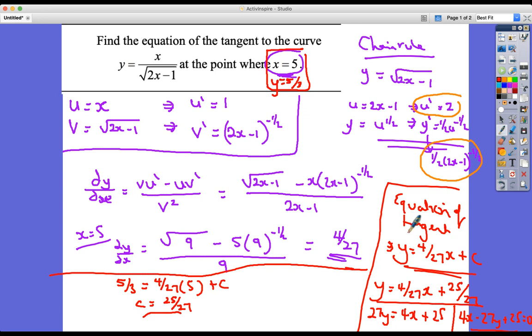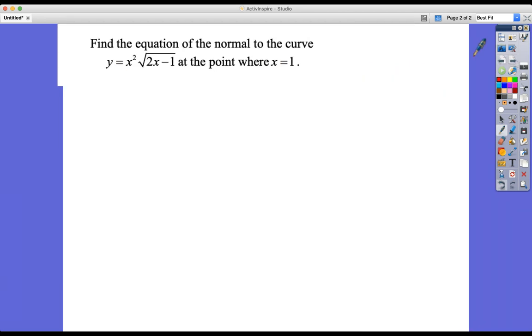There's the product and the quotient and finding the equation of a tangent, all in one question. Okay. The next question covers all the other things that we haven't looked at in that list of topics that I listed at the beginning. So the next question is: find the equation of the normal to the curve.